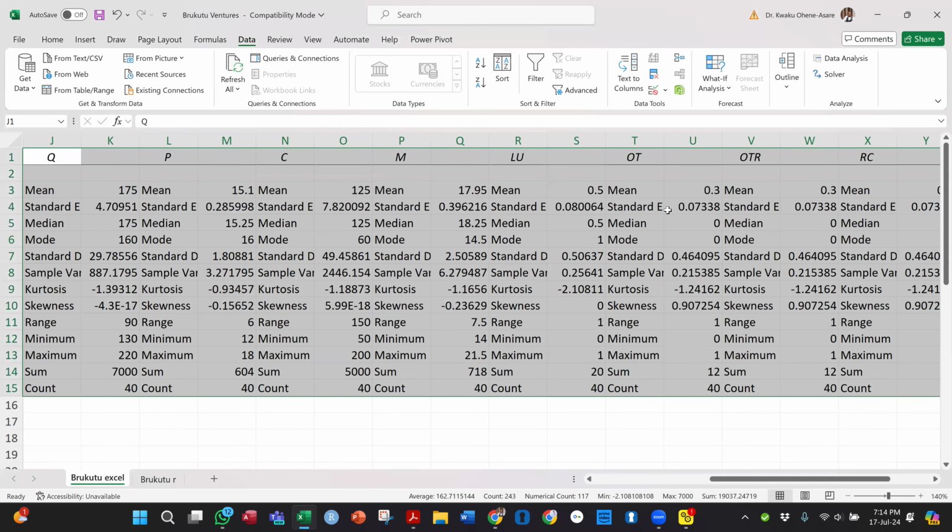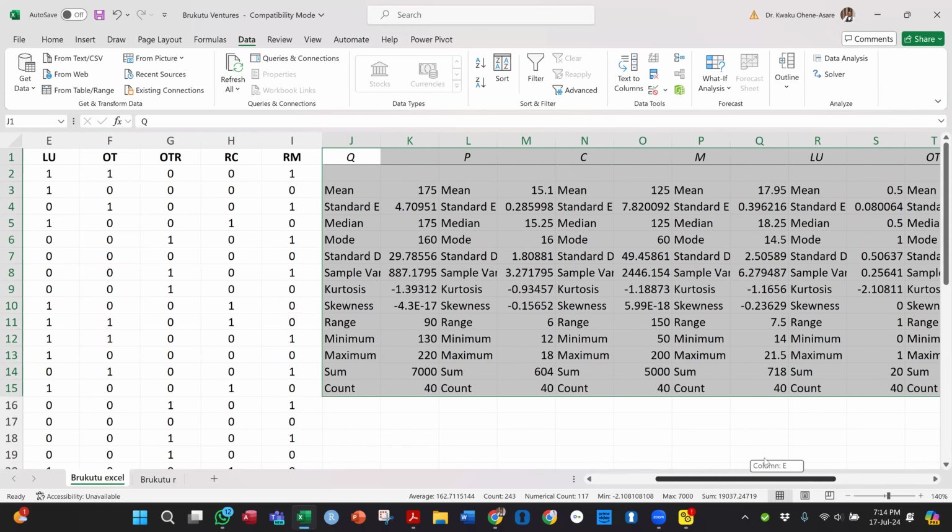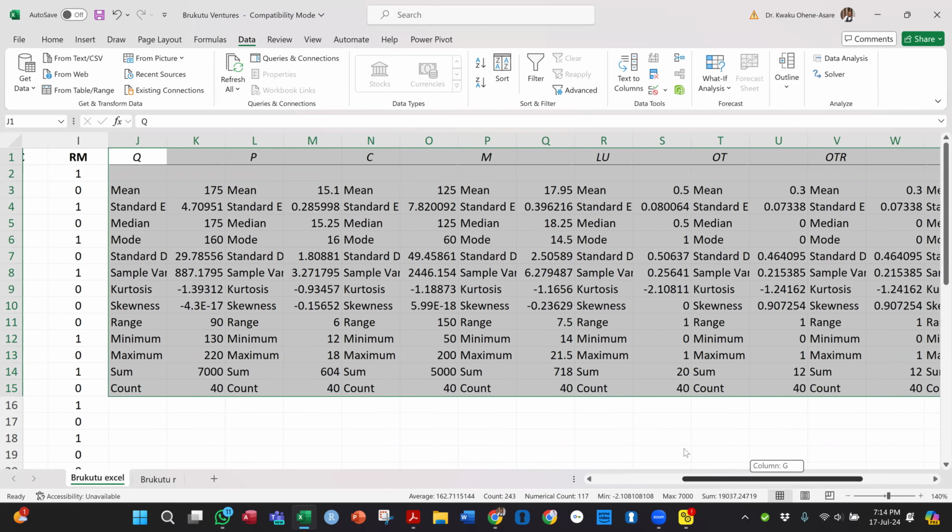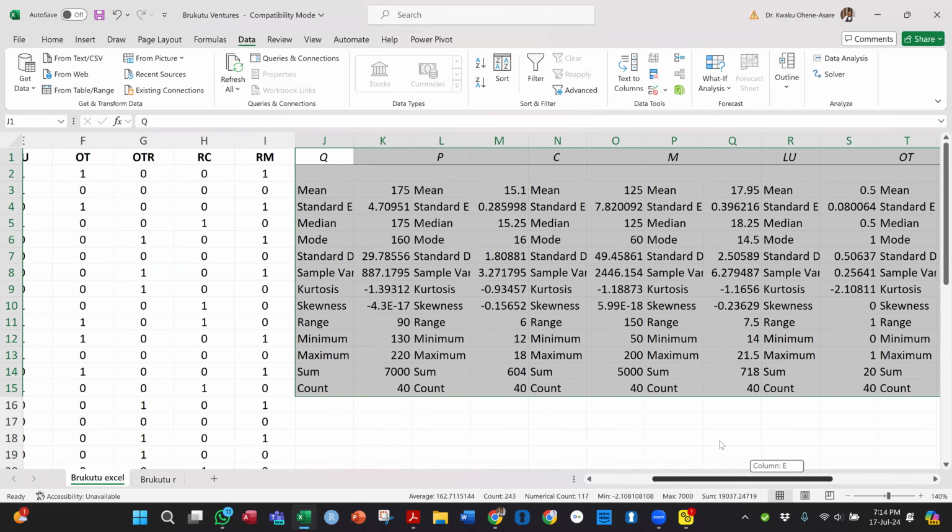That's what it did. You have all these descriptive statistics. What you can do is to analyze it very well and just rearrange. Each one of them has the mean, the standard error, the median, the mode, the standard deviation, sample variance, kurtosis, skewness, range, minimum, maximum, sum, count.